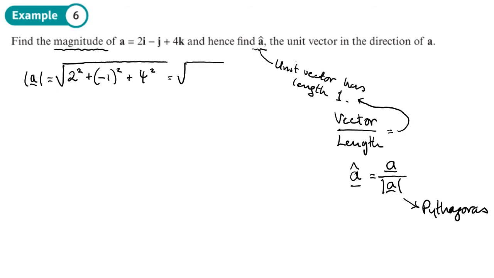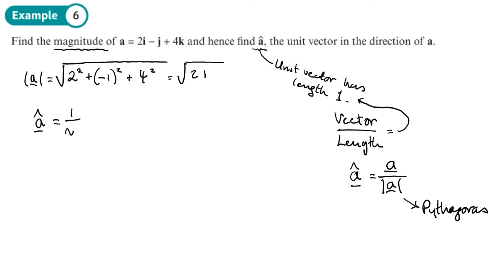So that's going to be 4 plus 1, 5, 5 plus 16, that's going to be 21. So root 21 is the length. So A with a little hat on, the unit vector, is going to be, now we can write this in different ways. So we basically need to divide A by root 21. So we could write it like this.